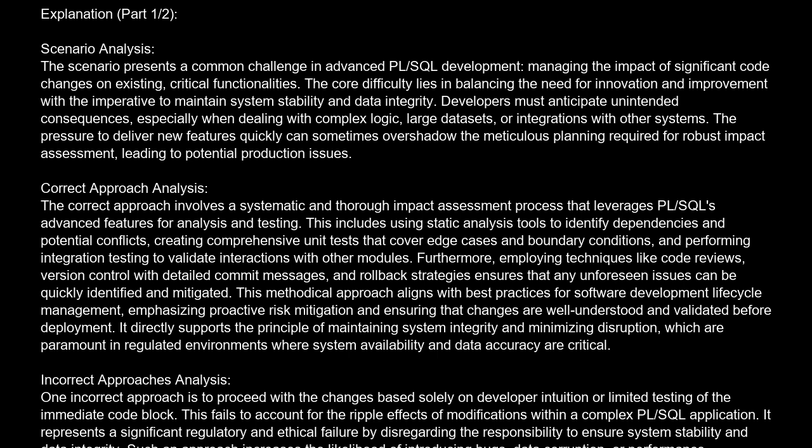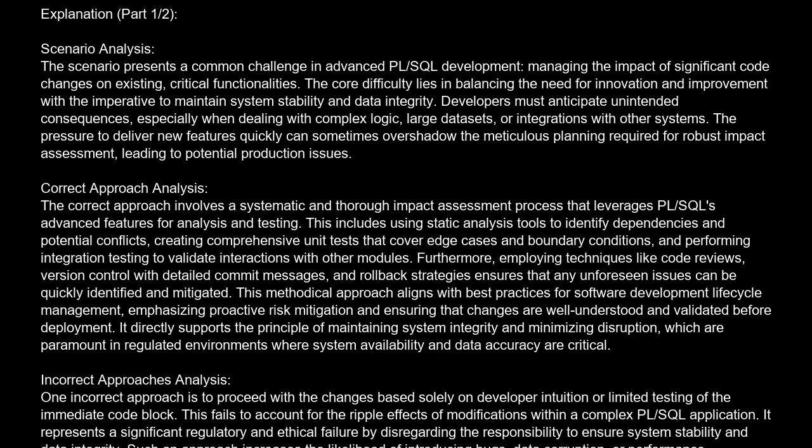The core difficulty lies in balancing the need for innovation and improvement with the imperative to maintain system stability and data integrity. Developers must anticipate unintended consequences, especially when dealing with complex logic, large datasets, or integrations with other systems. The pressure to deliver new features quickly can sometimes overshadow the meticulous planning required for robust impact assessment, leading to potential production issues. Correct approach analysis.